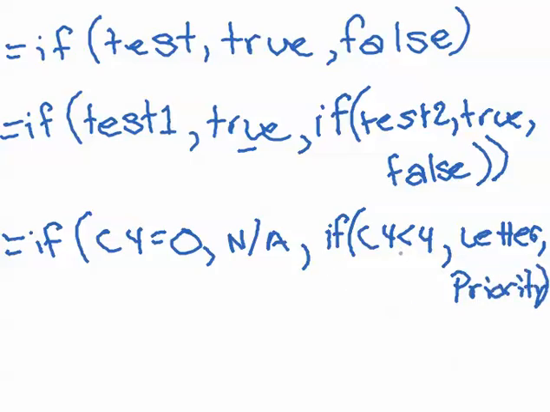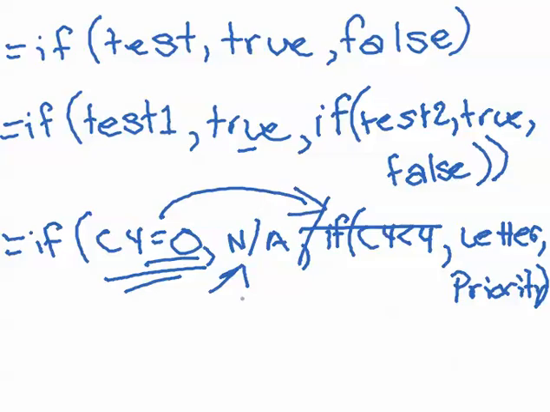Some of you might be going, but 0 is less than 4. Yeah, 0 is less than 4, but this, C4 is equal to 0, is before it. And if this is true, it stops here and it ignores everything else. Only if this is false does it then jump over here and look at that. So you have to look at this quite logically and decide which one is going to be first. Okay, let's take a look at this in Excel.